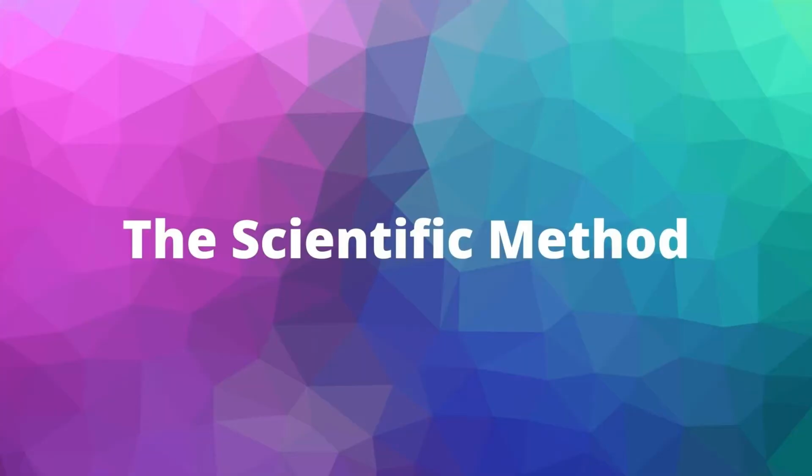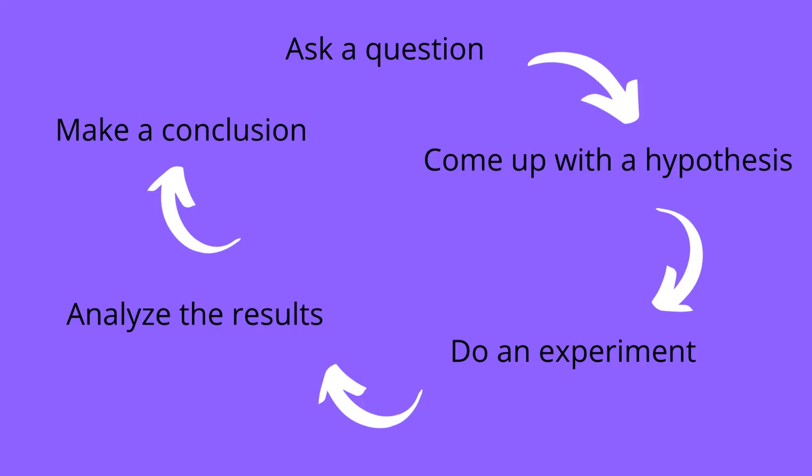Before we go any further, let's review the scientific method. The first step in the scientific method is asking a question. Then we come up with a hypothesis, or what we think the answer is going to be. Then we do an experiment. After the experiment, we analyze our results and come up with a conclusion. Was our hypothesis right? If it wasn't, we might do another experiment to try to come up with a better answer.